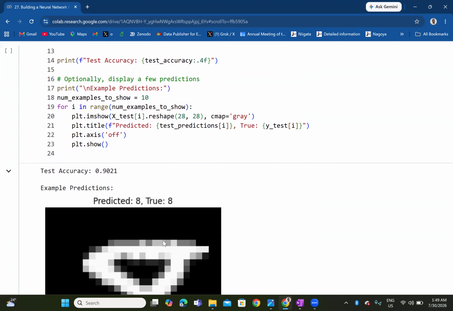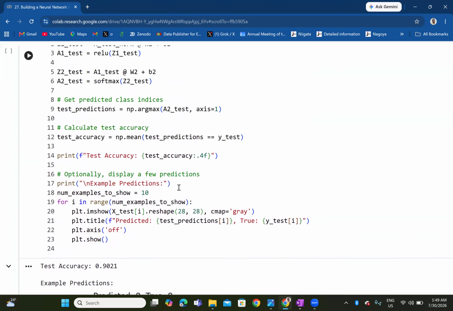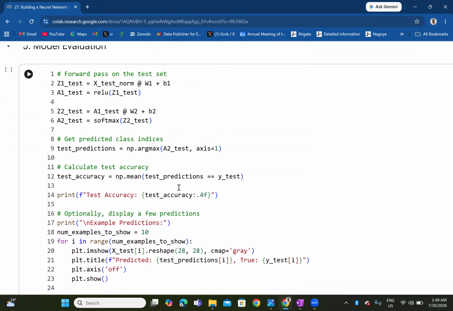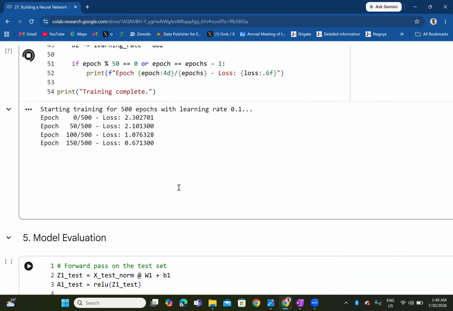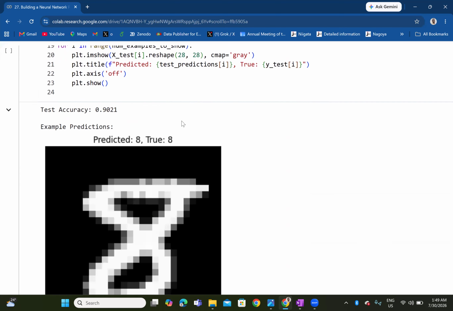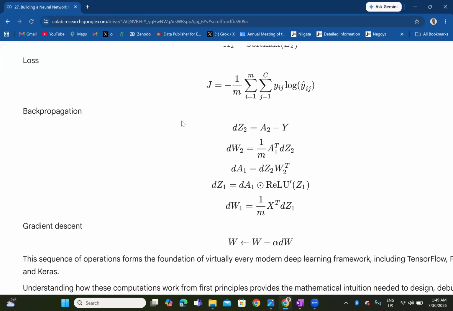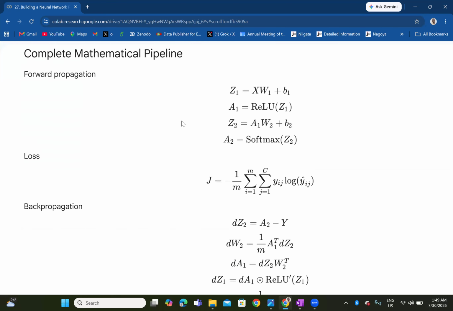We saw that the test accuracy is 0.90. So this is the code to show how well your model performs. This one is still running the epochs. Now it has 150, in fact 200. So it has gone to 0.5 all the way from 2.30. So we then have the complete mathematics pipeline.